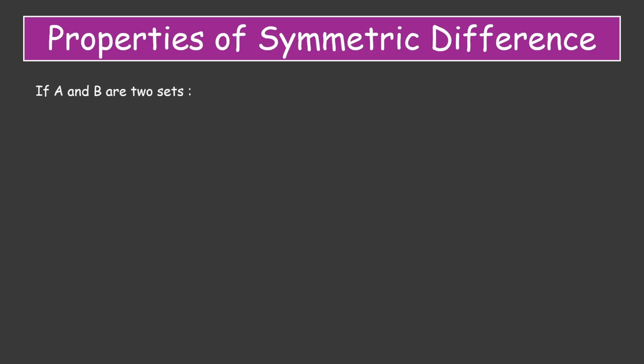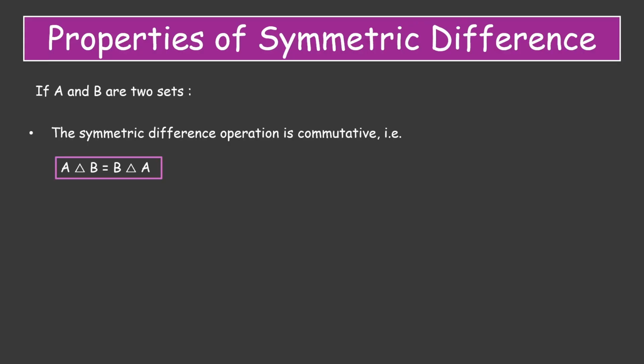For two sets A and B, the symmetric difference operation is commutative. Yes, that is, symmetric difference of A and B is equal to symmetric difference of B and A. Let's see. Symmetric difference of A and B is union of A minus B and B minus A. And symmetric difference of B and A is union of B minus A and A minus B. So, the right hand side of both of these is exactly the same. We are taking union of two same sets.